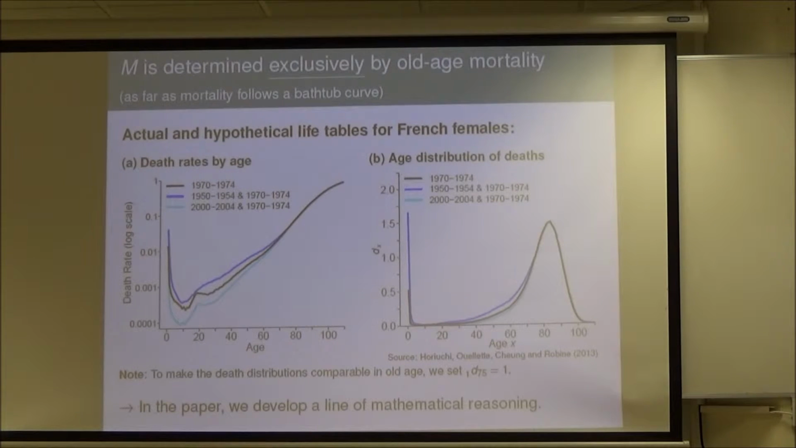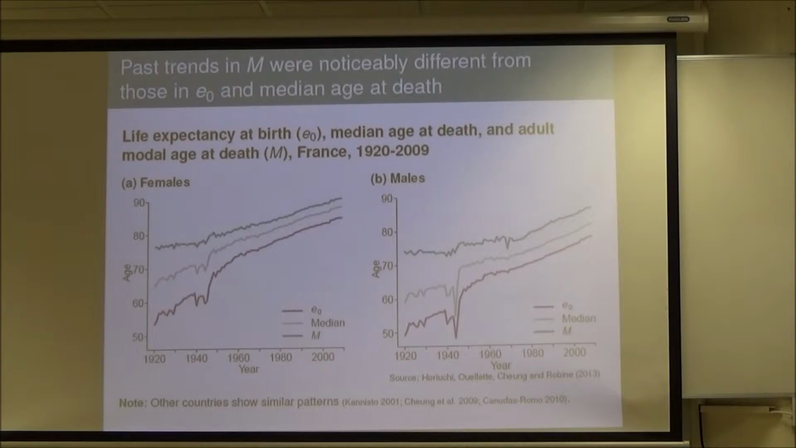So due to M's special features, its past trends were noticeably different than those for E0 and the median age at death. And this is what the figure shows. This is the case of France, but very similar patterns were observed for several other high-income countries.